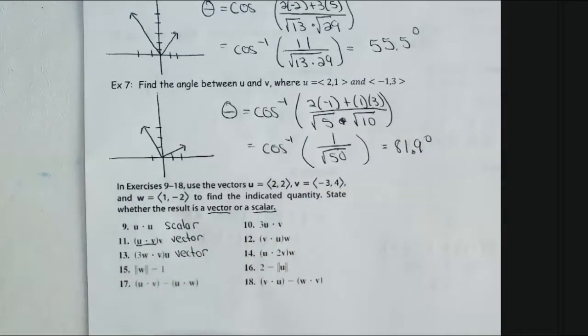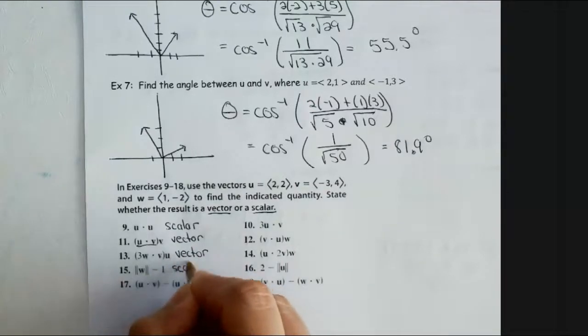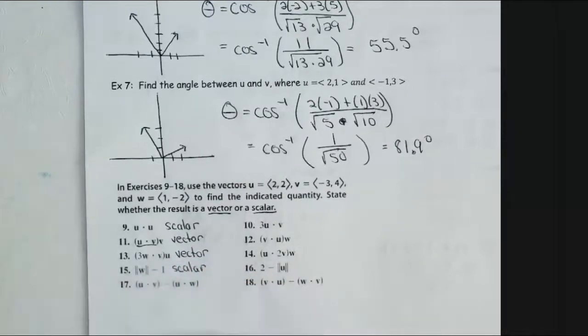Let's look at the next one. Remember, this doesn't mean absolute value, it means the magnitude. Magnitude is a number. Minus 1 would end up being just a single number, which again is a scalar.